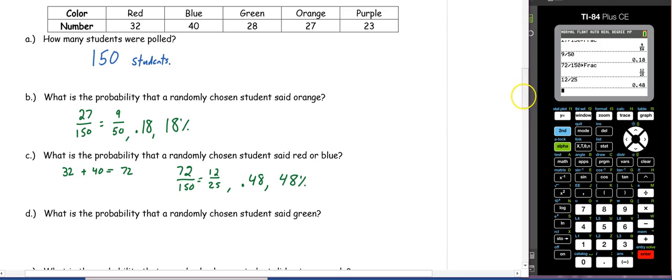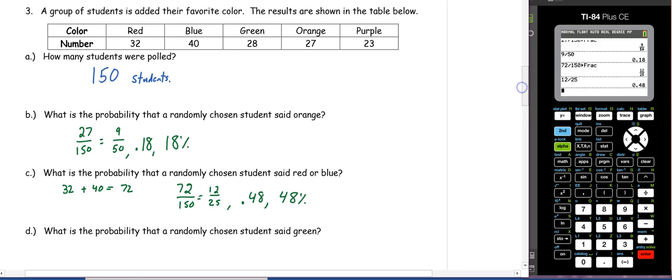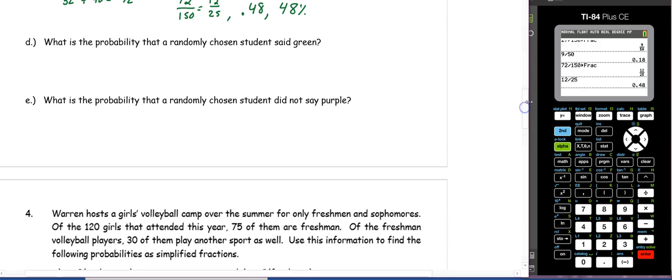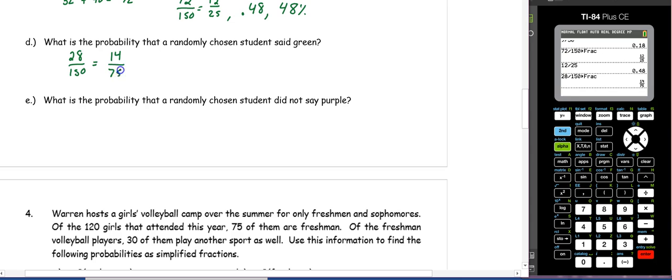Part D, what is the probability that the student chosen said green? So there are 28 green votes, so we're going to do 28 over 150. And we can reduce that by doing 28 divided by 150, math, enter, enter. And that reduces to 14 over 75.